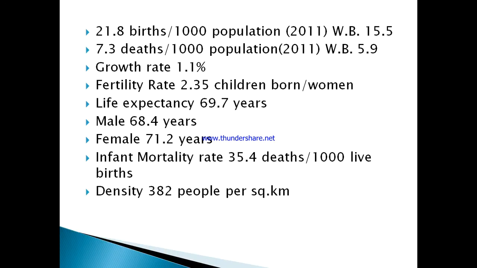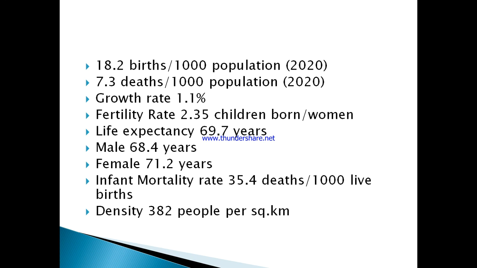And these are some statistical data from the 2011 census: 21.8 births per thousand population in India, whereas in West Bengal it is 15.5, and in India the death rate is 7.3 deaths per thousand population, and West Bengal 5.9. Growth rate is 1.1%. Fertility rate 2.35 children born per woman. Life expectancy is 69.7 years. Male life expectancy is 68.4 years and female is 71.2 years. Infant mortality rate 35.4 deaths per thousand live births, and the density is 382 people per square kilometer.